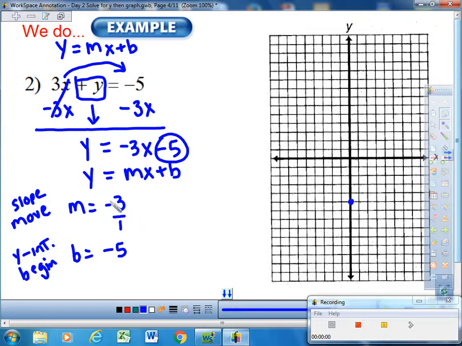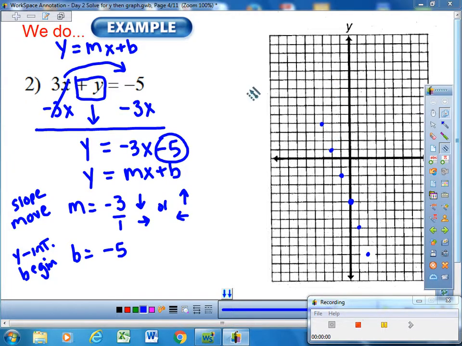And then with my slope, it's negative, so I'm going to go down, and remember, always to the right. So from that point, I'm going to count down 3 to the right 1. Down 3 to the right 1. I can also go up 3 to the left 1. Remember, it's opposite of both. So up 3 to the left 1.